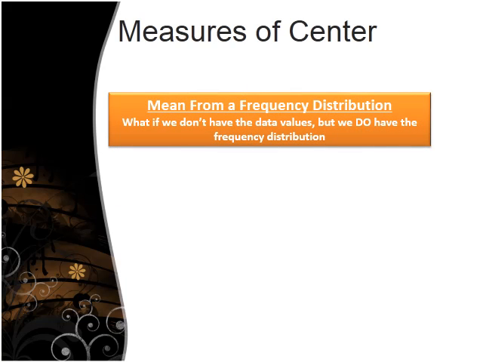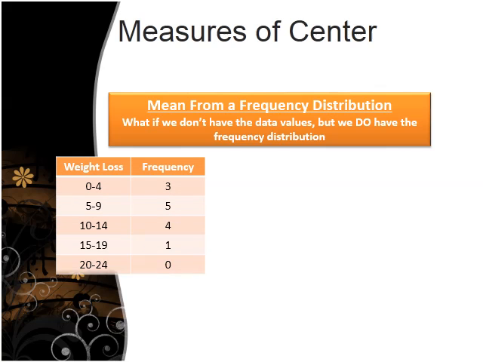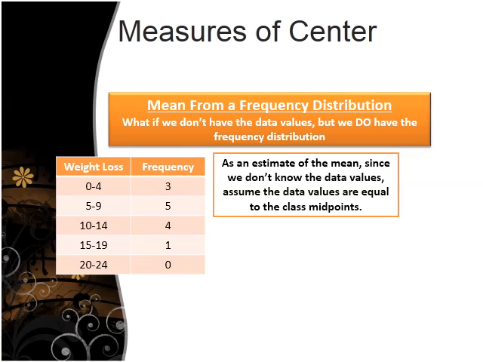Suppose we had a frequency distribution, but we didn't have the original data set. If we don't have the original data values, we still can calculate an estimate of the mean. So suppose this is our frequency distribution, and we want to calculate the mean of this frequency distribution. As an estimate of the mean of the original data set, since we don't have those original data values, we're going to assume that the data values are the class midpoints.